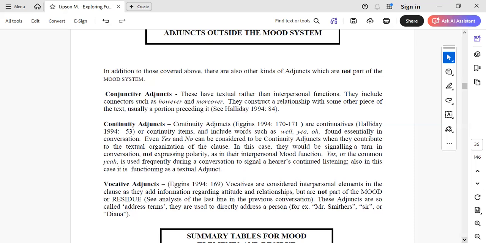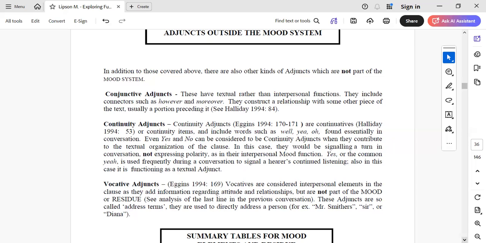So the common yeah is used frequently during a conversation to signal a hearer's continued listening. Also, in this case, it is functioning as a textual adjunct. So when we are talking to each other, right? Sometimes we say, yeah, I'm listening to you. All right. Why do we say that?